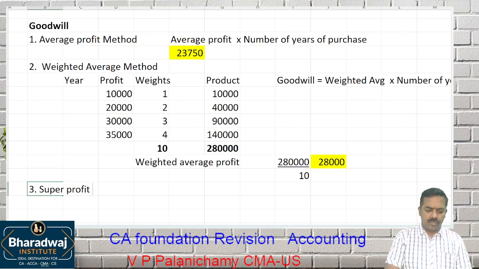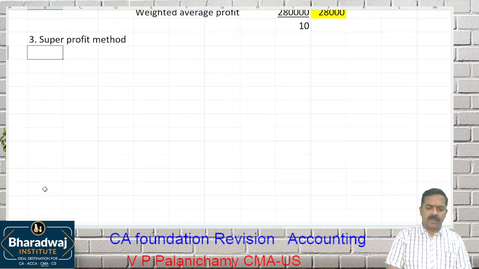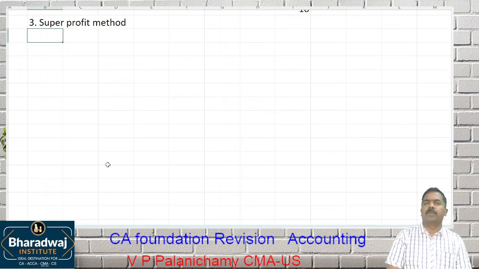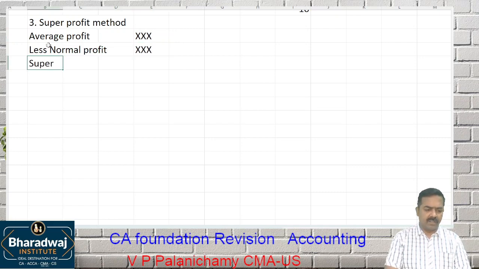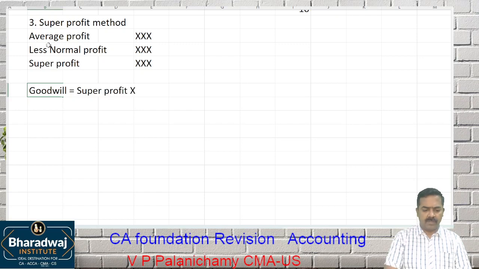Next one, super profit method. Sir, everyone earns profit, but only when you earn abnormal profit, then there is a goodwill. That is the concept behind it. Simple. Take the average profit less which one? Normal profit. This will give us which profit? Super profit. More than the normal profit when you earn, it is called which one? Super profit. Goodwill can be valued based on super profit into number of years.